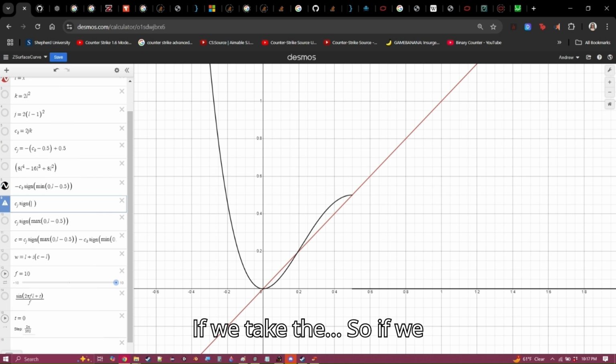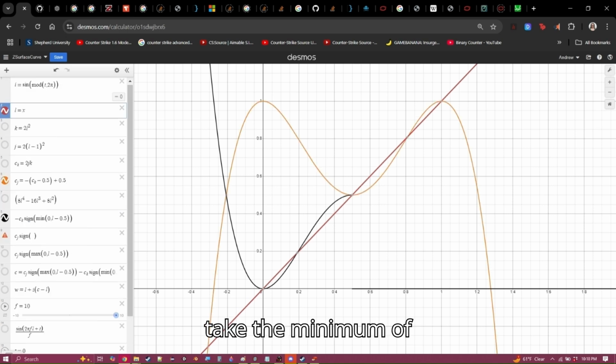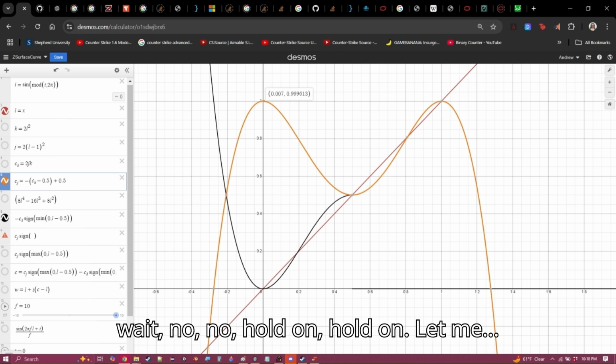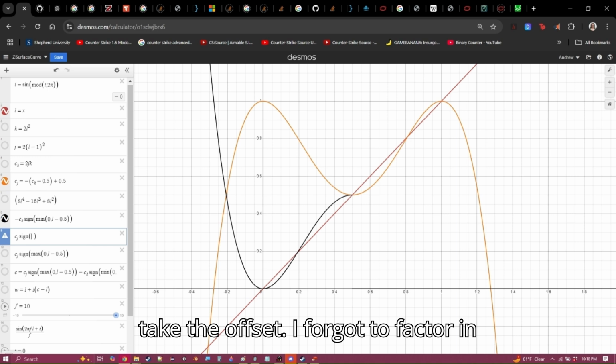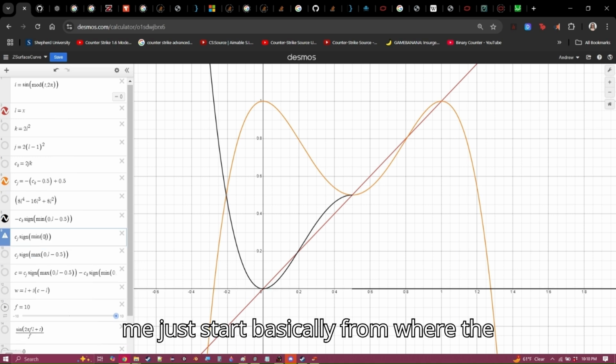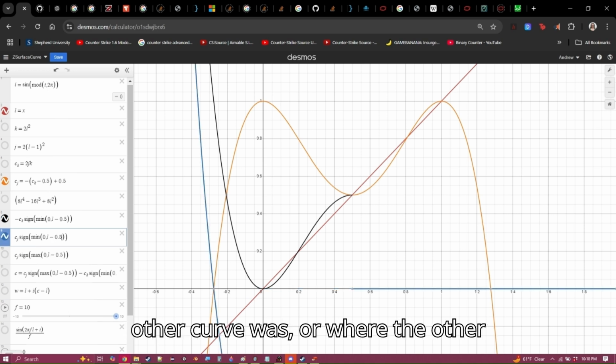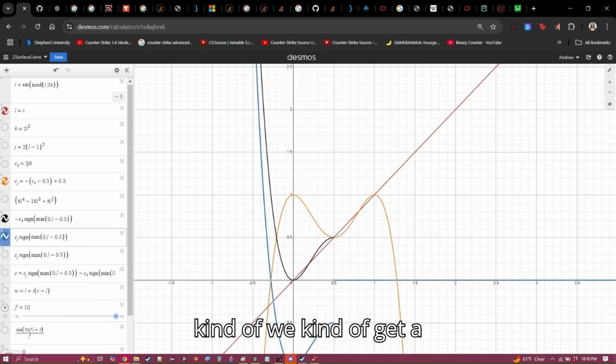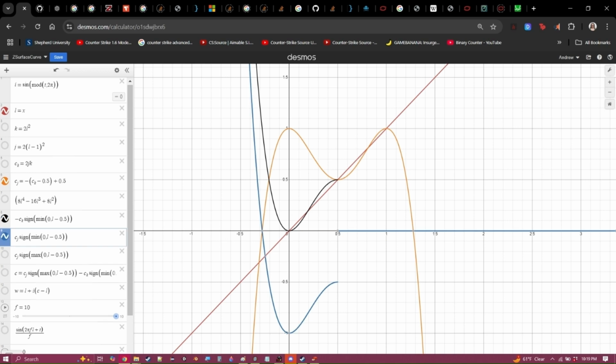If we take the minimum of 0 and x, or our UV component, then we'll always just get 0. Oh wait, hold on. Let me take the offset. I forgot to factor in the offset. Let me start from where the other function was. So we get a similar thing going on here: minimum of 0 and x minus 0.5. So for 0, it'd be negative 0.5.